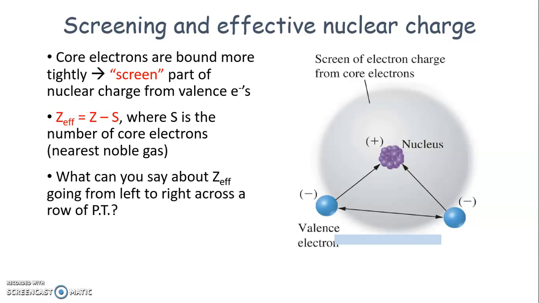How does the effective nuclear charge, which is going to be sort of our primary periodic trend from which all the other ones can be deduced, how does the effective nuclear charge vary going from left to right across a row of the periodic table? Pause the video and think about that one.